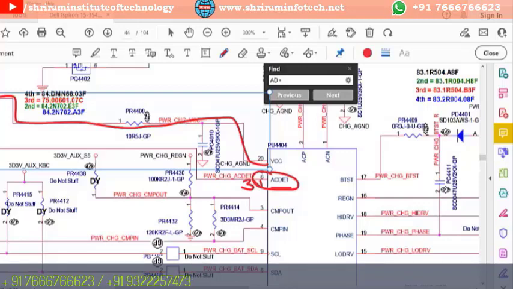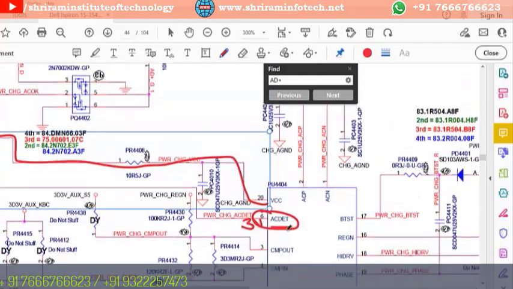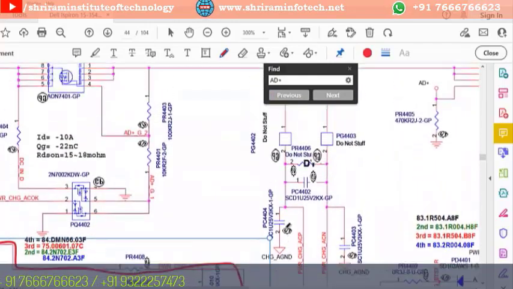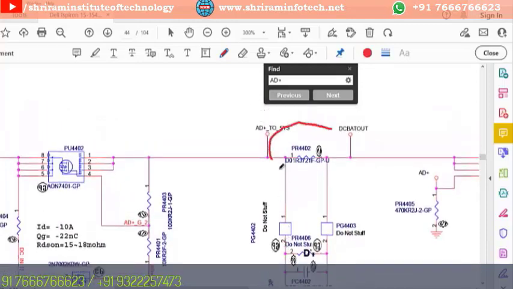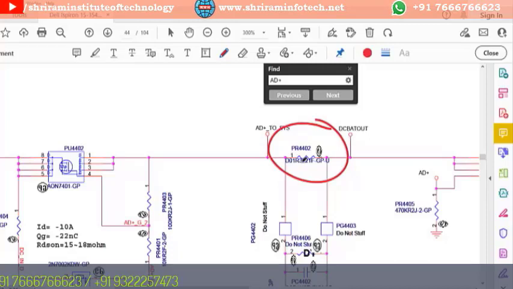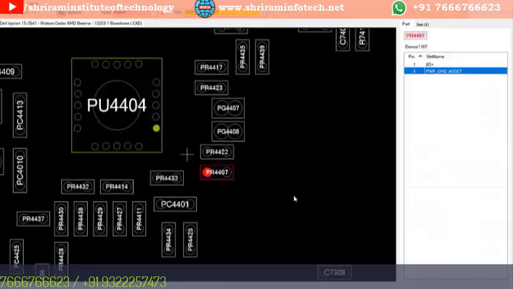So this way you have to trace all the components, where they are located and how they are connected to each other. The next important point is the current sensing resistor. This is a very important component. The location is PR4409, and how much voltage will be here? Same, something around 19 volts. So we should get 19 volts here at 4402, and we have to go to the board viewer and type 4402.